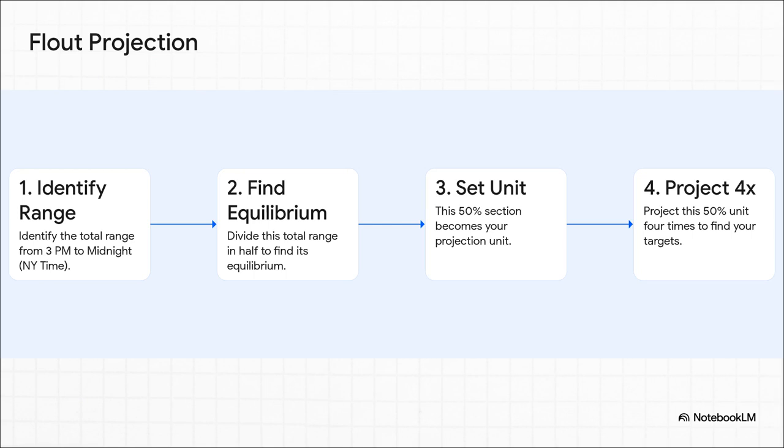Okay, you're going to want to lean in for this one because it's a little quirky. First, you identify that whole range from 3 p.m. to midnight. Got it? Next, you slice that range right down the middle. You find its 50% equilibrium point. Now, and this is the key, you are not going to project the entire range. Nope. The unit you're going to project is just half of that total range. You take that 50% section and project it 4 times to get your targets.